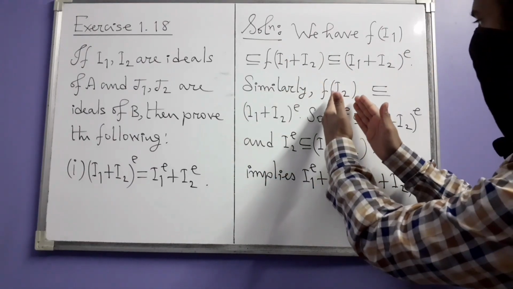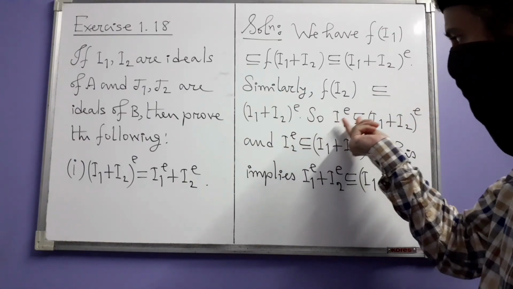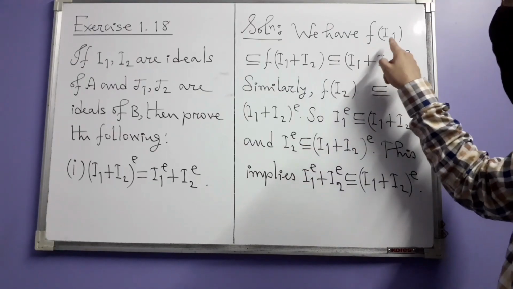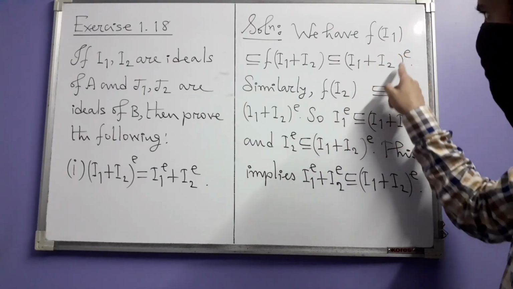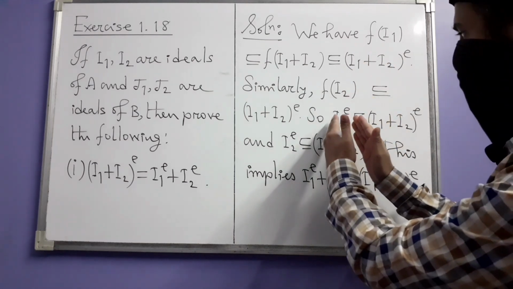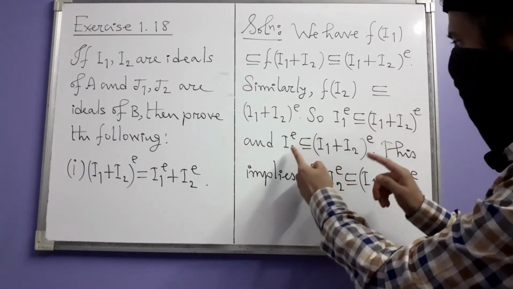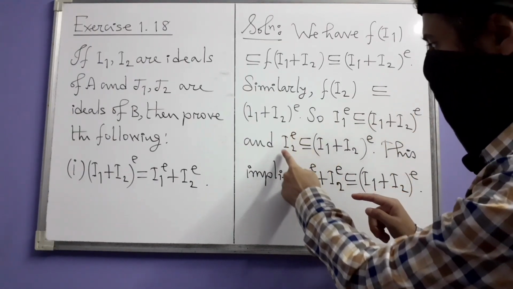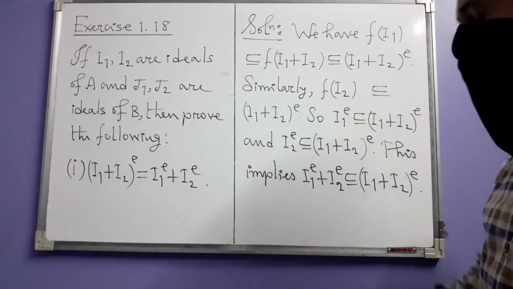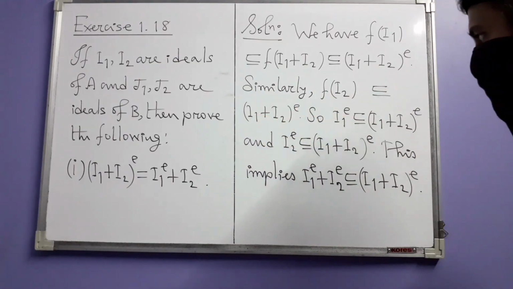So obviously their extensions would be contained in this, because this is, for example, the smallest ideal in B which contains f of I1. Where is it? Here. And this is some ideal in B containing f of I1. So obviously that smallest nature would imply that this is contained in this. Similarly, this is contained in this, because this by definition is the smallest ideal in B containing f of I2. And this is just some ideal in B containing f of I2.